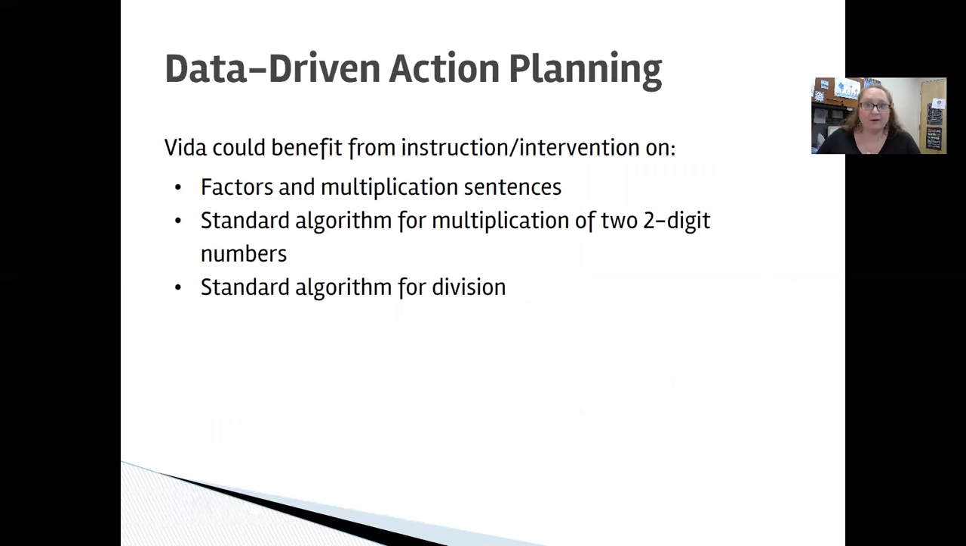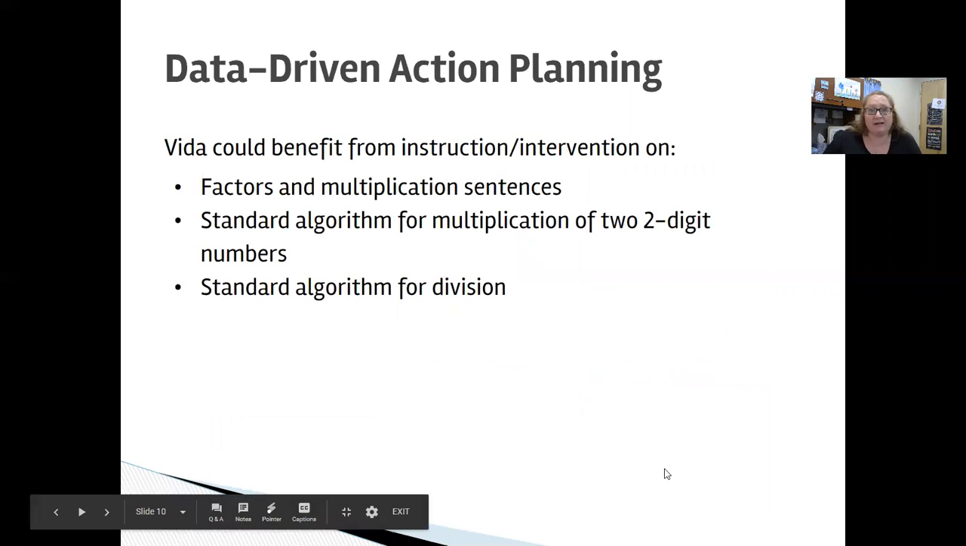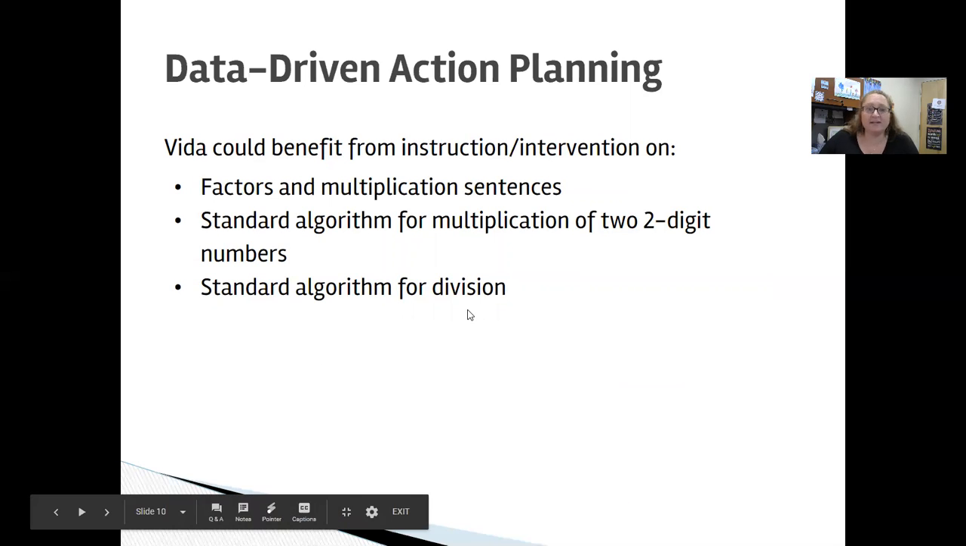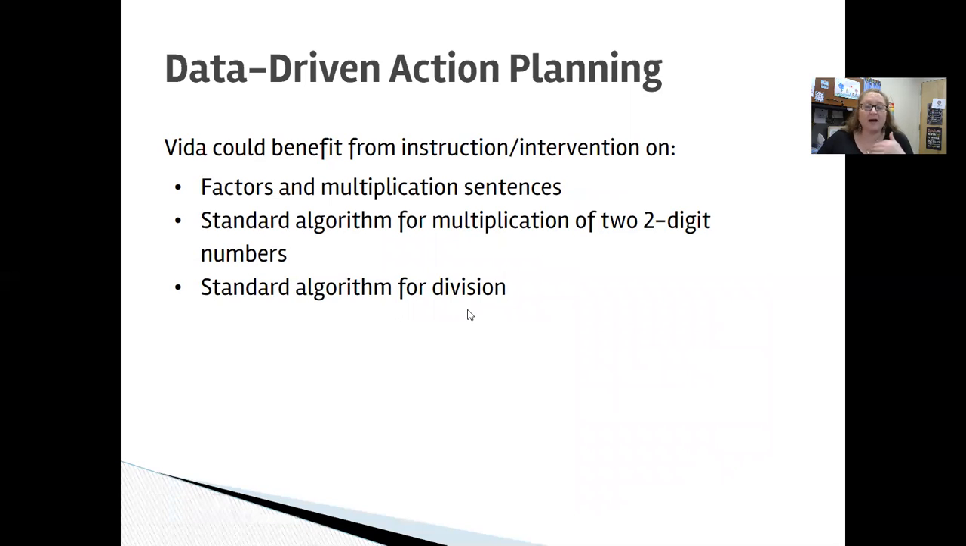So what? Why would I do this? Well, the whole purpose of doing this kind of progress monitoring is to use that data to create an action plan for VITA. So she could definitely benefit from instruction or even a little intervention on factors and multiplication sentences, the standard algorithm for multiplication of 2 2-digit numbers, but that one computation error could have been rushing, so that wouldn't be a priority for me. And then the third, the standard algorithm for division.